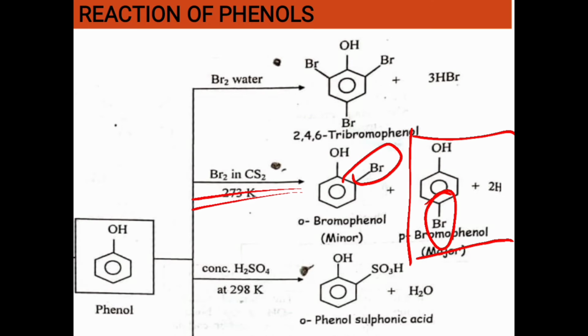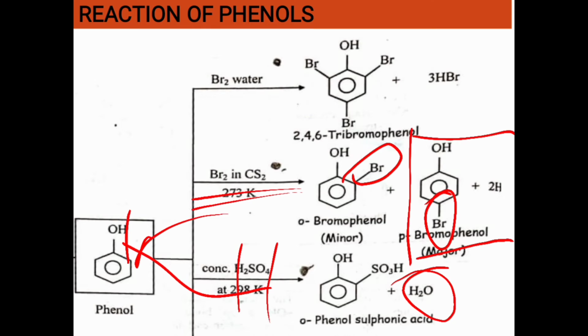Now phenol reacting with concentrated H2SO4 gives HSO3, that is orthophenol sulfonic acid. One H from here and another H from here, and one O will form water here, and the remaining HSO3 will react.